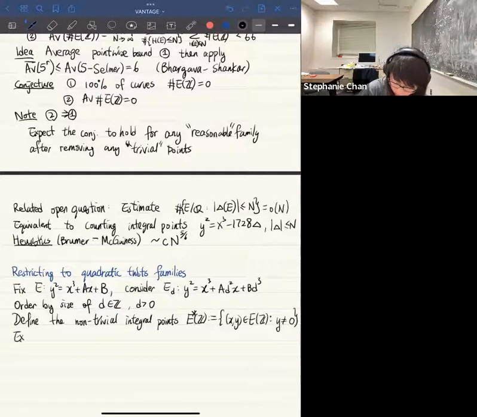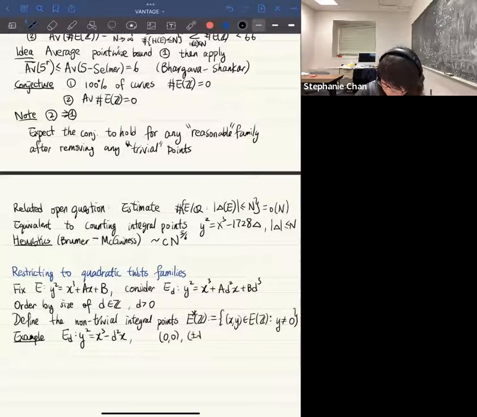So for example, if I want to be more specific, I will take the quadratic twist family of the Kolmogorov number curve. So you can see here that 0, 0 and plus or minus d, 0, these are all integral points, and all of these curves in this family actually have these three integral points.